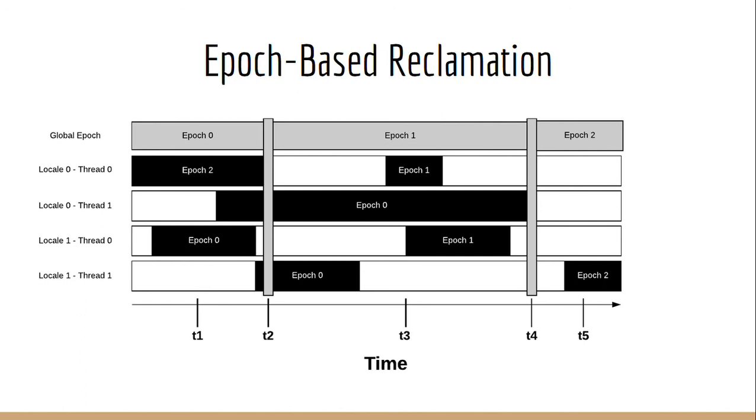Locale 0, thread 1 remains in epoch 0 from t1 through t3, preventing the epoch from advancing until t4, where the global epoch is then advanced to epoch 2. At t5 and onward, the algorithm continues much the same. With further explanation, I think this would become more clear.